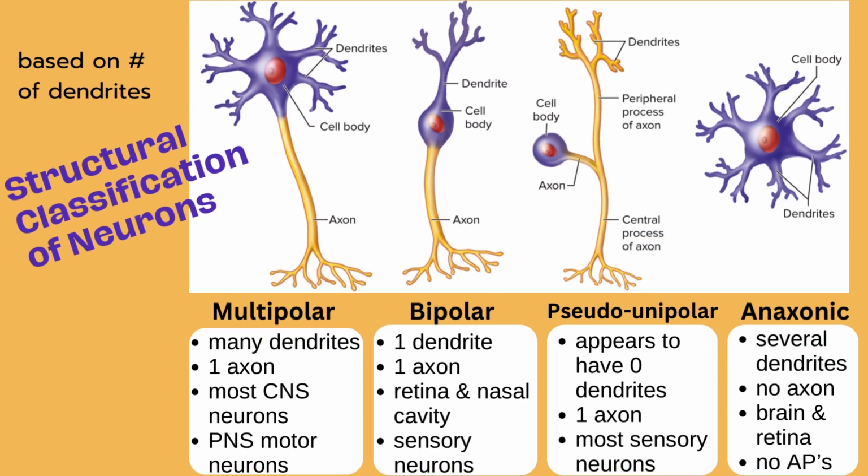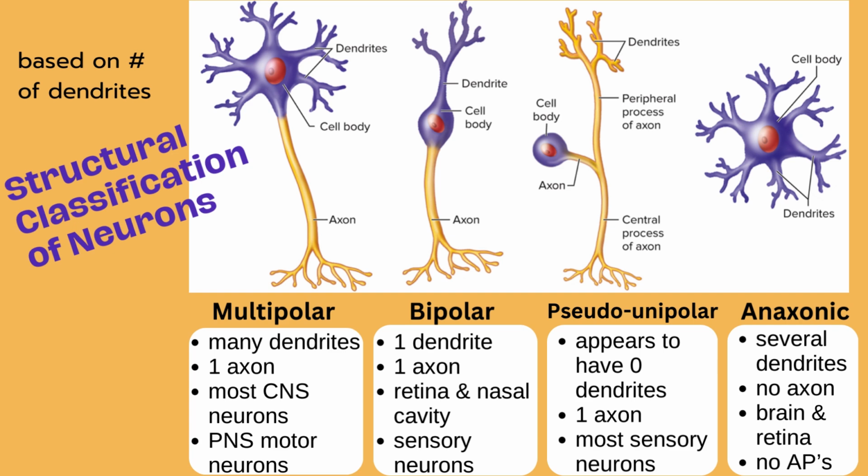The structural classification of neurons is based on the number of dendrites a neuron has. Multipolar neurons have many dendrites and one axon. These are the ones that we typically draw when we're discussing the different parts of a neuron. Motor neurons in the peripheral nervous system and most of the central nervous system neurons are multipolar. Bipolar neurons have one dendrite and one axon. These rare neurons are found in the retina and nasal cavity, and they are only sensory.